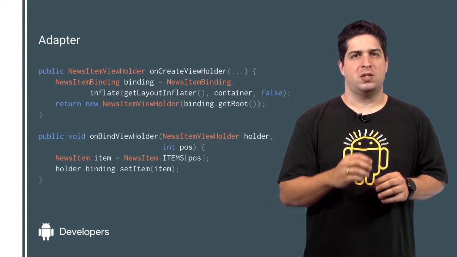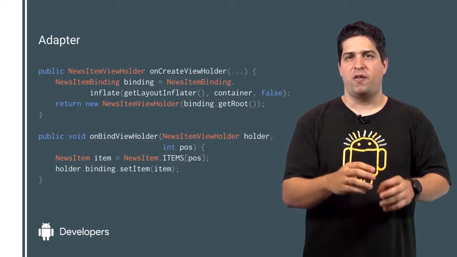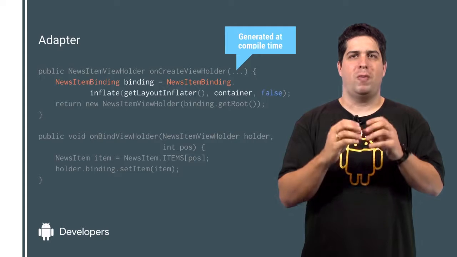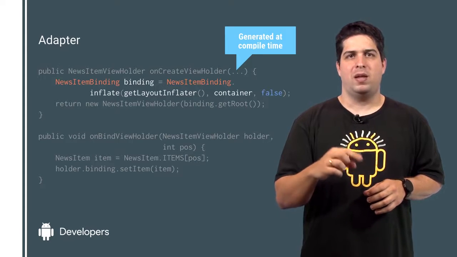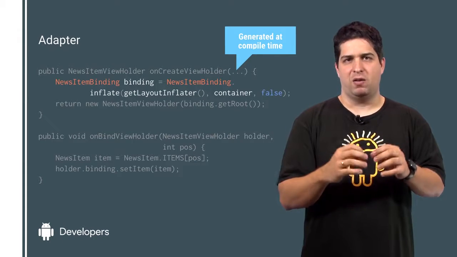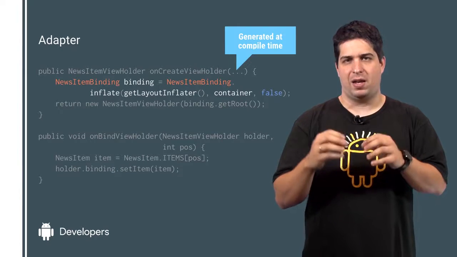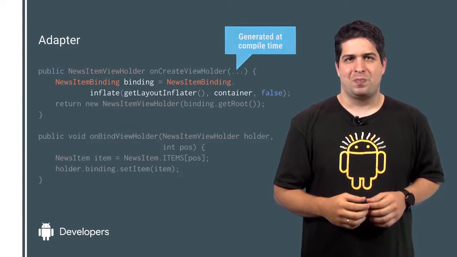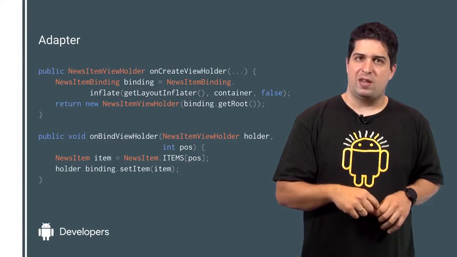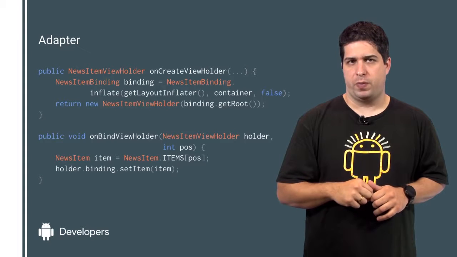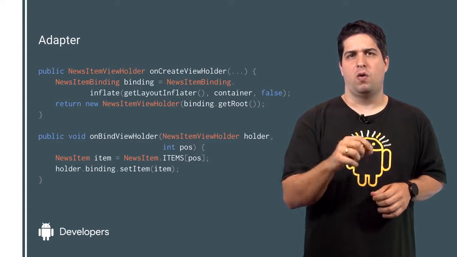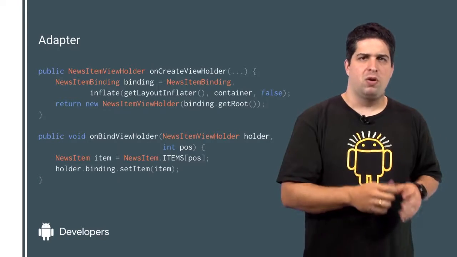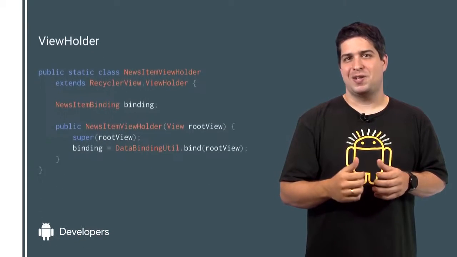In this example, we just need to create the news item binding and inflate it. And the great thing here is that the news item binding was automatically generated by the data binding library. So for example, if you have a layout file called news_item.xml, the library will create the NewsItemBinding automatically. And after creating and inflating, you return this into a view holder. And onBindViewHolder is the place where you state the specific view holder is bound to a specific item. And here is the view holder class.